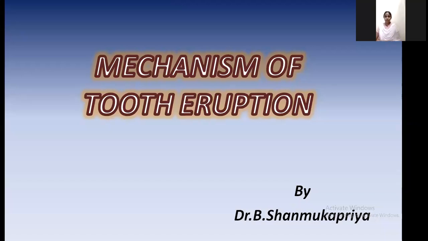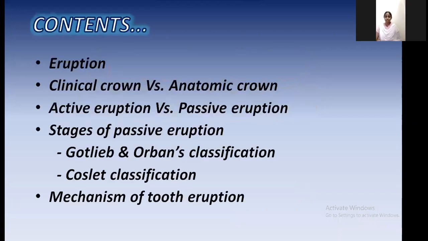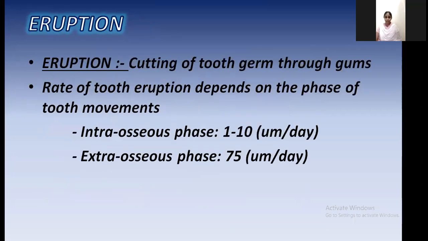Hello students. The topic we'll be seeing today is mechanism of tooth eruption from oral histology. The contents of this class will be about eruption, clinical crown versus anatomic crown, active eruption versus passive eruption, stages of passive eruption, and its classification according to Gottlieb and Orban and Coslet, and then mechanism of tooth eruption.